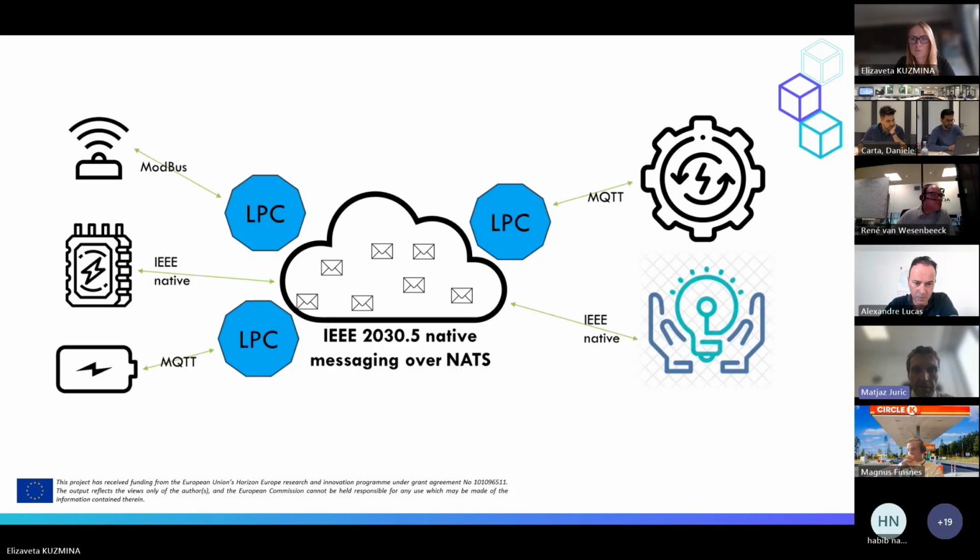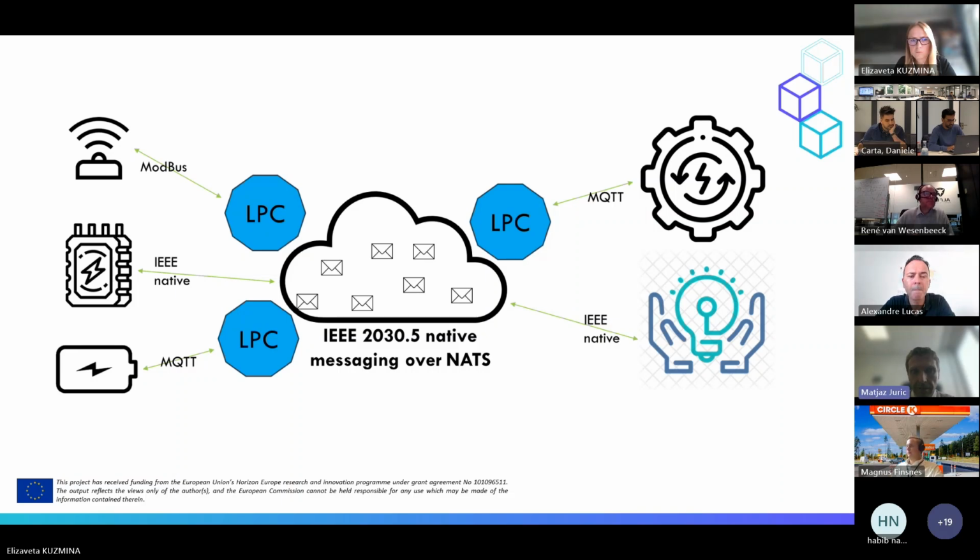So basically the message here is that we can mix the protocols, convert Modbus to IEEE 2030.5 and back, convert MQTT to IEEE 2030.5 and back. We can even convert Modbus to MQTT or MQTT to Modbus. So all the possible combinations are supported.